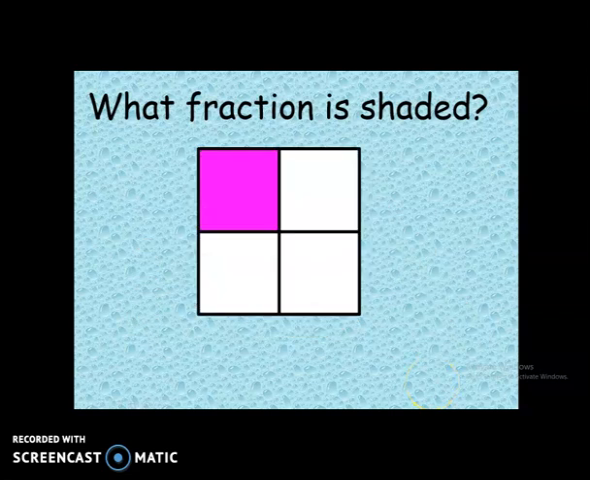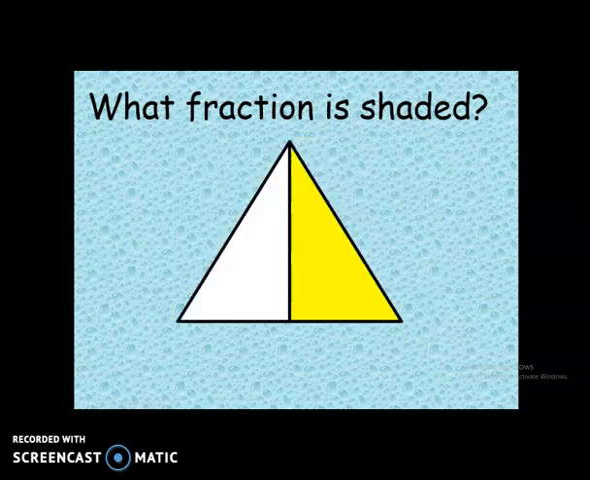Good, let's continue. So now what fraction is shaded? You can see when you have this square here, how many parts do you see? Let's count: 1, 2, 3, 4. Those are 4 parts. But out of these 4 parts, only 1 part has been shaded. So you're going to write 1 over 4. 1 over 4, meaning that 1 part has been shaded. That is a quarter.